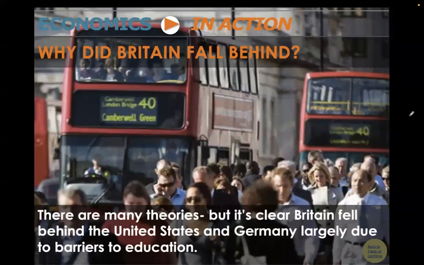Now here, there's another case study to highlight the importance of those factors. During recent decades, Britain has been far behind compared to the US and Germany. Germany is considered a powerhouse among European countries, right? One of the reasons is probably largely because of the barrier of education, or in other words, the government may not have provided enough educational opportunities for their general population.